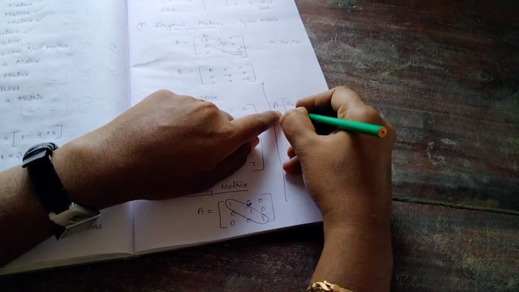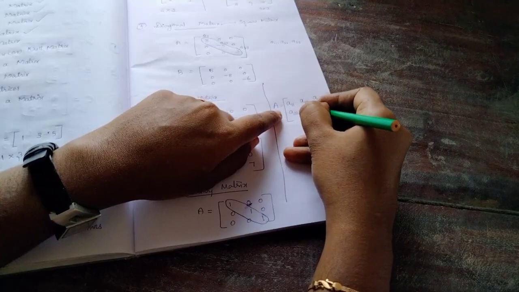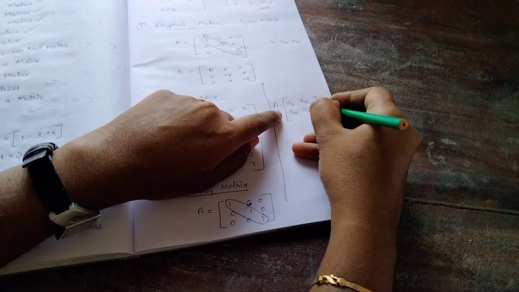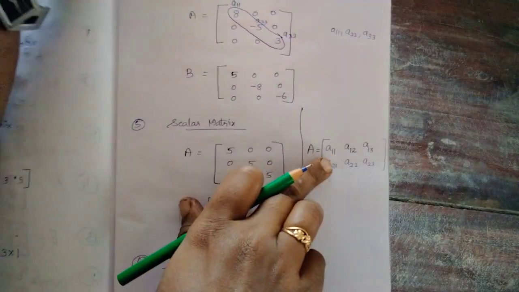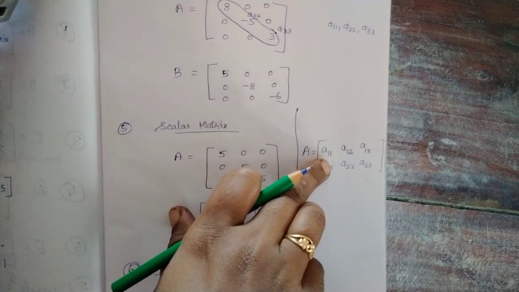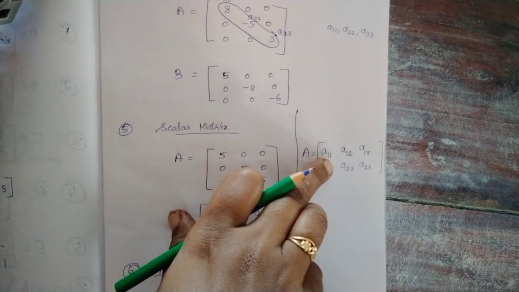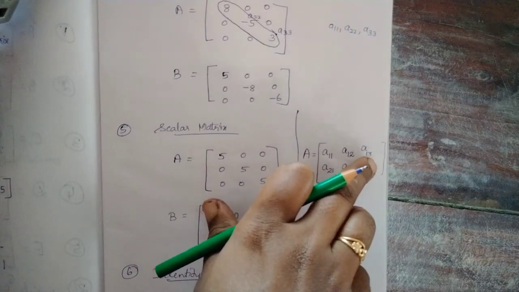Come to the second row, first column. Second row, second column. Second row, third column. It goes like this. This is the general term of the matrix. We can mention it by A11, A12, A13. What's the meaning of A11? 1, 1 means first row, first column. 1, 2 means first row, second column. 1, 3 means first row, third column.